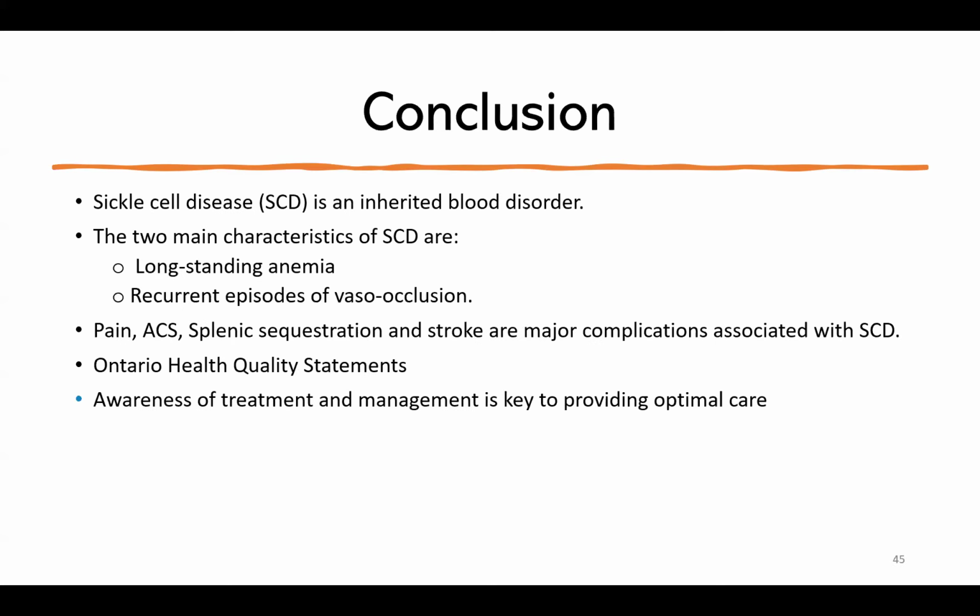So in conclusion, sickle cell disease is an inherited blood disorder. The two main characteristics of sickle cell disease are longstanding anemia and recurrent episodes of vaso-occlusion. Pain, acute chest, splenic sequestration, and stroke are some of the major complications associated with sickle cell disease. It's super important to know and be aware of the Ontario Health Quality Statements. And really, awareness of treatment and assessment is key to providing optimal care.